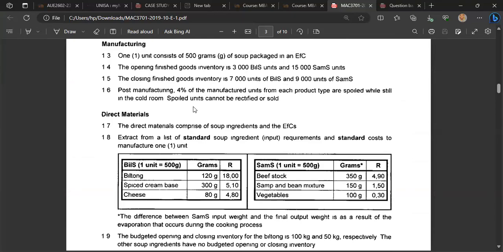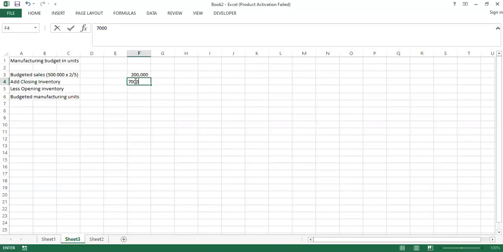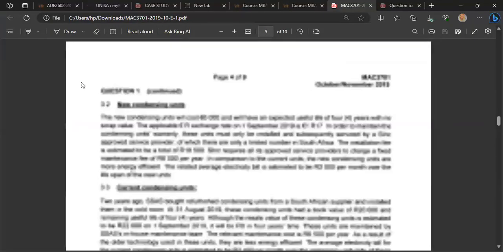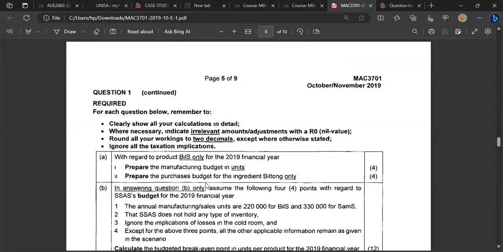So we put it in likewise, 7,000 minus 3,000, and then we do a summation of all those amounts. So this is our budgeted production right there. All right, and then let's see what else is there.